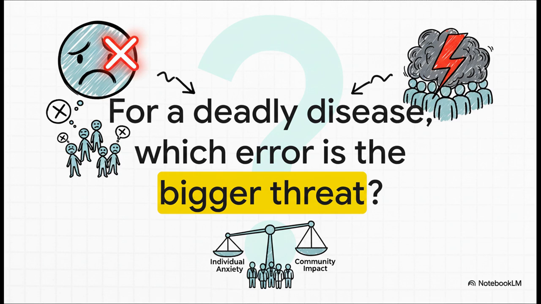Which really leaves us with a tough question to think about. When you're dealing with something that's not only deadly, but also highly contagious, which error is the bigger threat? Is it the false alarm that causes individual stress? Or is it the missed danger that could threaten an entire community? It's an incredibly high-stakes balancing act that scientists and policymakers have to wrestle with every single day.